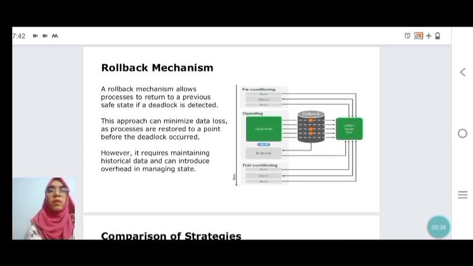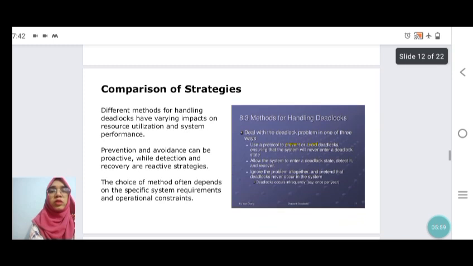Rollback mechanism. A rollback mechanism allows processes to return to a previous safe state if a deadlock is detected. This approach can minimize data loss as processes are restored to a point before the deadlock occurred. However, it requires maintaining historical data and can introduce more overhead in managing state.